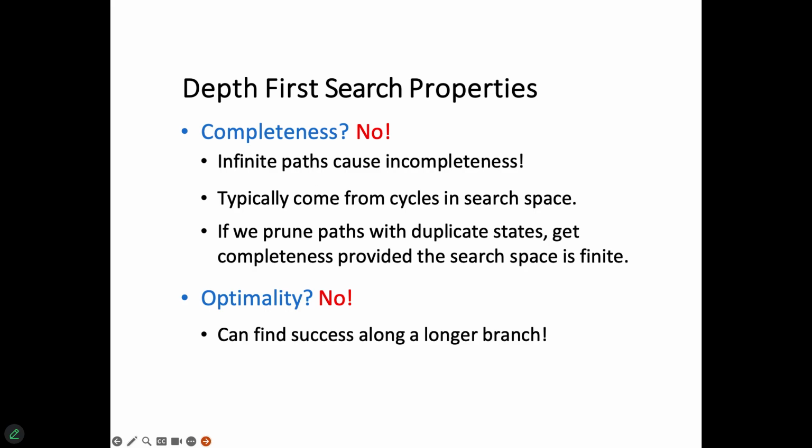DFS is only complete if our search space is finite and also our cycles are handled properly. And by complete, sorry, I made a mistake. By complete, I mean that it finds a solution if one exists. The reason that it is not complete is because if there is a cycle in a graph, or if it is a tree that goes on to infinity, so if we don't define our search space as a finite search space, then it can go infinite and never find a solution. So that is why it is not complete.